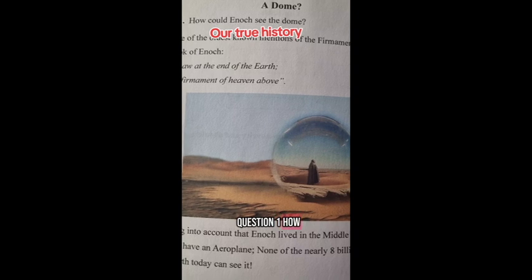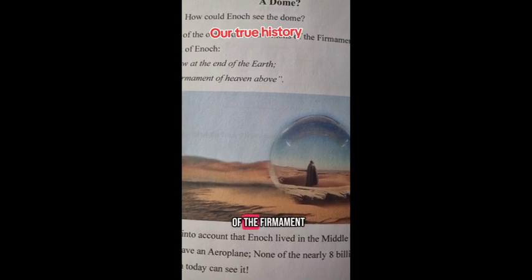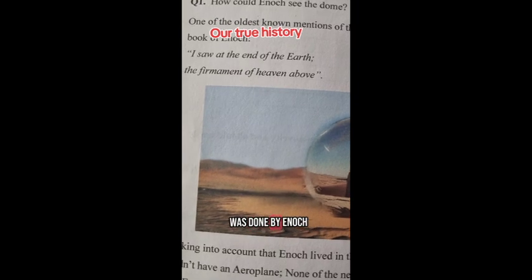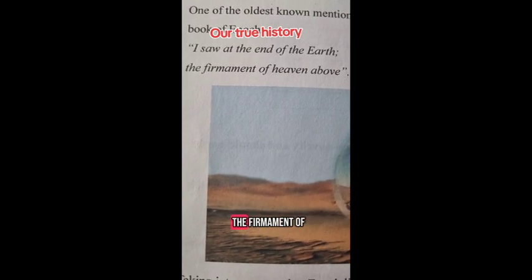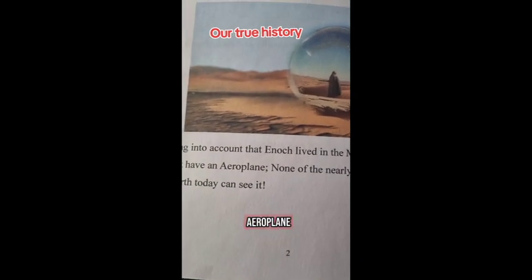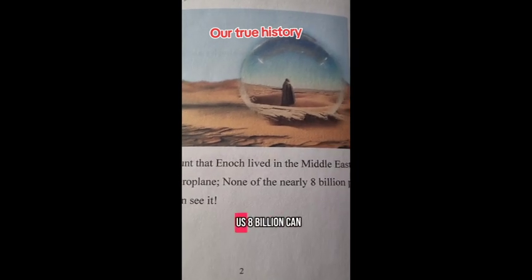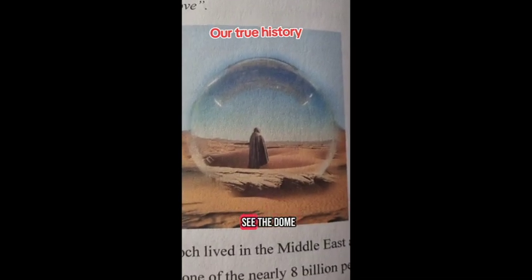Here's a question from an amazing book to do with flat earth. Question 1. How could Enoch see the dome? The oldest record of the firmament was done by Enoch in the book of Enoch: I saw at the end of earth the firmament of heavens above. Problem is, taking into account that Enoch lived in the Middle East, didn't have an aeroplane, and none of us 8 billion can see the dome now, how did Enoch see the dome?